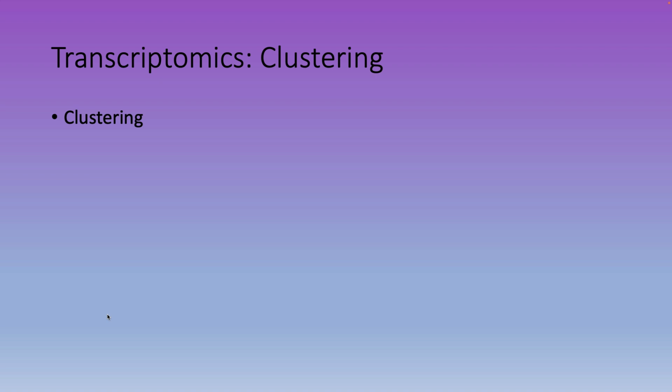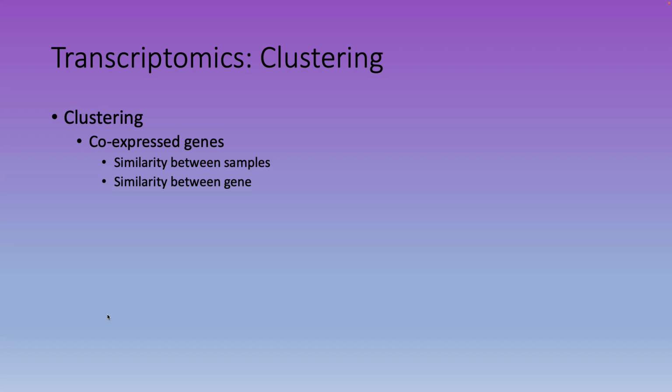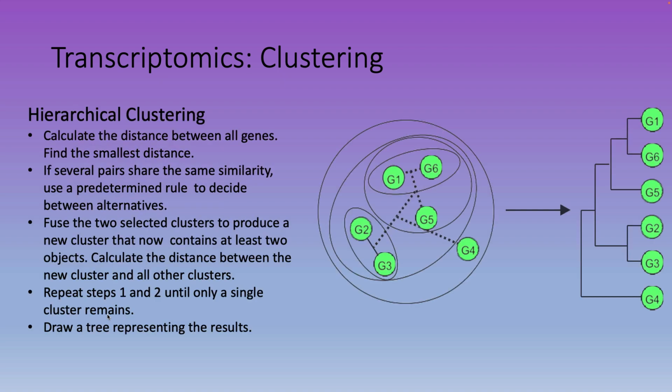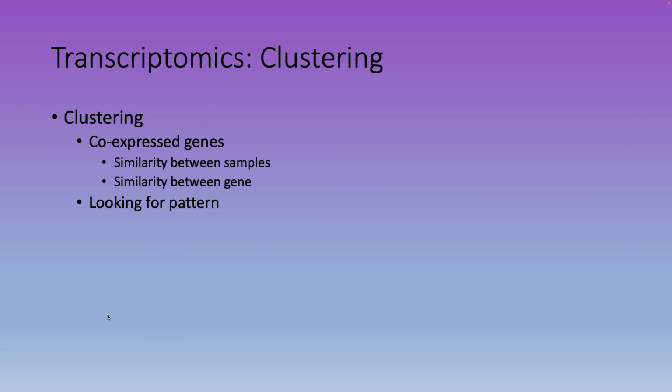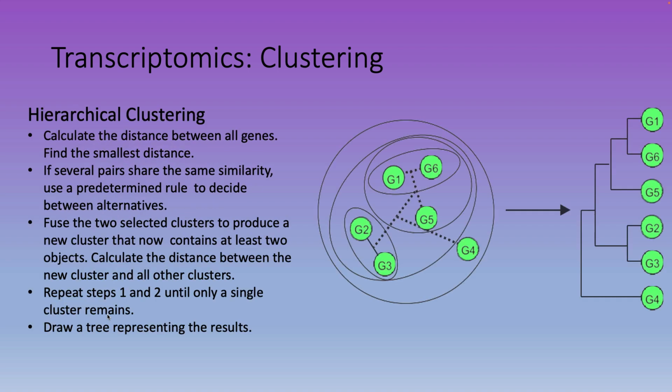Another key part of looking at transcriptomics data is looking at clustering. Clustering is a way that we can identify genes that are co-expressed. We can look for similarities between samples or similarities between genes. And this is really a pattern-based, inductive way of looking at our data. It could be deductive if we came up with a hypothesis ahead of time, but a lot of times this is a very inductive process.